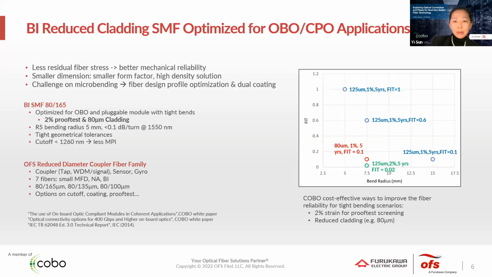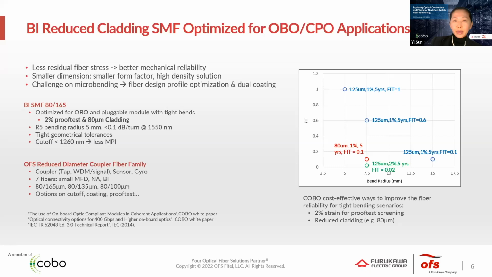So COBO recommended two cost-effective ways to improve the fiber reliability for tight bending scenarios. One is to double the proof test strain to 2%, and that eliminates more weak points, and the other is to reduce the cladding diameter of the fiber.